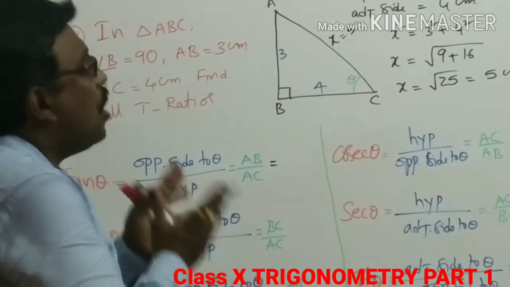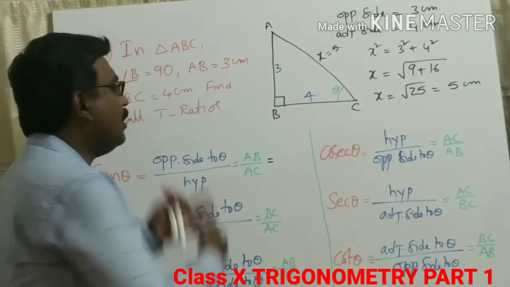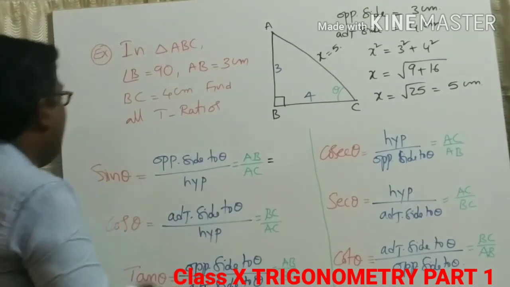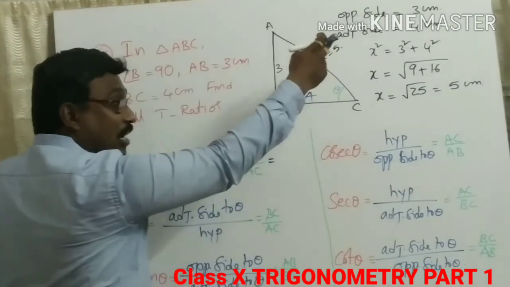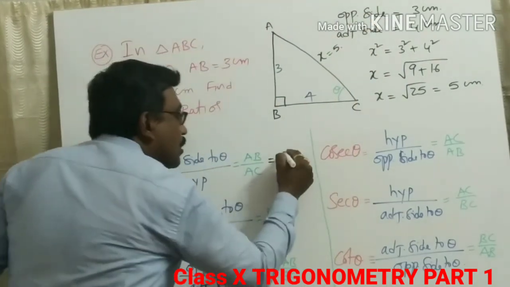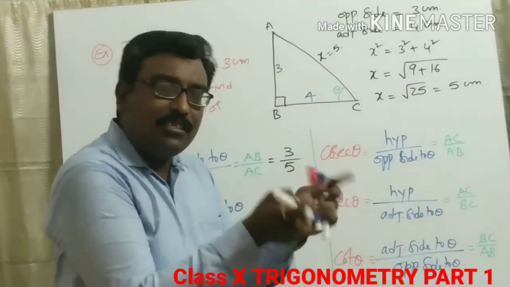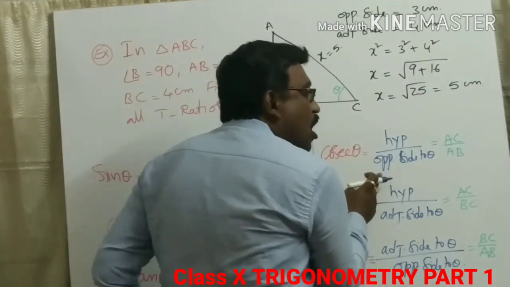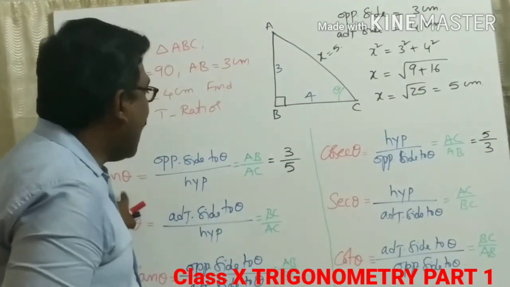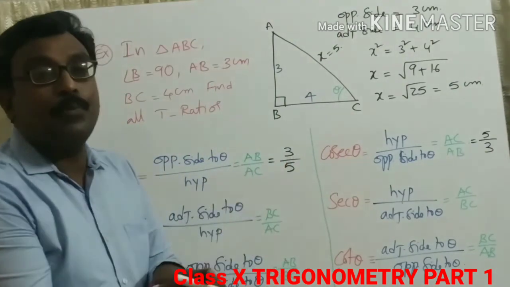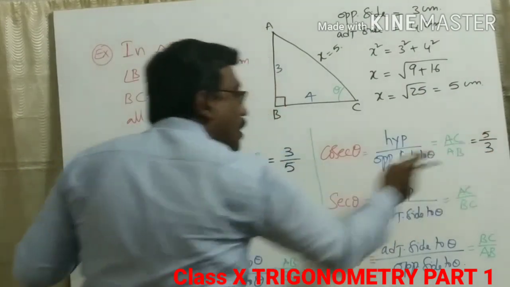Now we have opposite, adjacent and hypotenuse. Now we can write all T ratios. Look here, sine theta, opposite side to theta, 3 centimeters. So 3 by 5. Then cosecant theta, this is just reciprocal, hypotenuse by opposite, that is 5 by 3. Sine and cosecant are reciprocal to each other. Sine theta 3 by 5, cosecant theta 5 by 3.